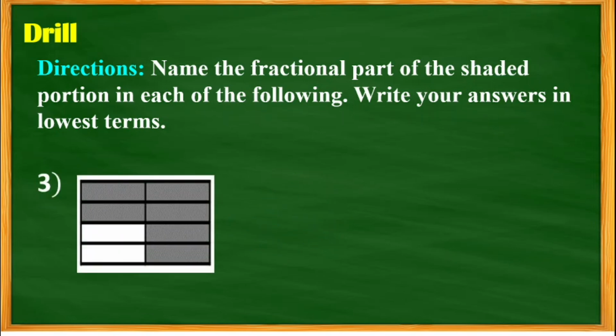Okay, next. Number 3, what would be the fractional part of the shaded portion? Is it 2/8? No, because the shaded parts are 1, 2, 3, 4, 5, 6. So this would be 6/8. And the correct answer would be, the common factor is 2. Divided by 2, the answer would be 3/4.